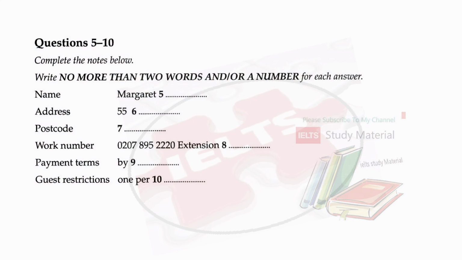MA7 4PQ. And a daytime telephone number? Can I give you my work number? Yeah, that's fine. It's 0207 895 2220 and the extension is 6633. Can I pay by credit card?